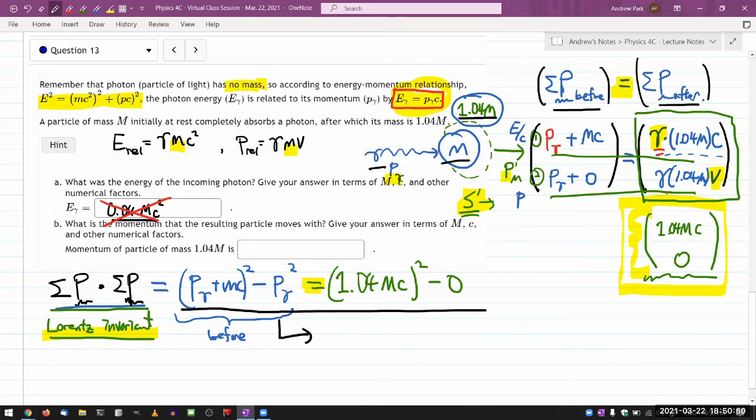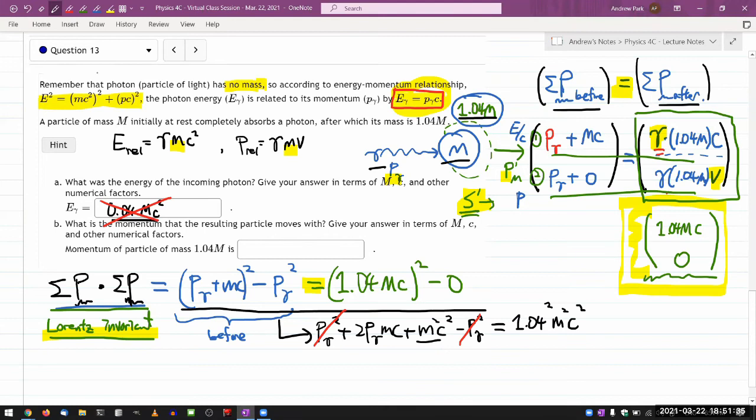Let's just finish up this algebra. Expanding out the first square, I have p gamma squared plus the cross terms, 2p gamma Mc plus the Mc squared. Oh, sorry, I've been using lowercase m and uppercase M interchangeably. Hopefully that's not confusing anyone. Minus p gamma squared. Oh, I like saying that because that cancels out the pesky square term. So I think I'm going to end up with an expression that's linear in momentum of the photon. So that's equal to that thing squared, 1.04 squared, M squared c squared. Yeah, I think I can just solve for this.